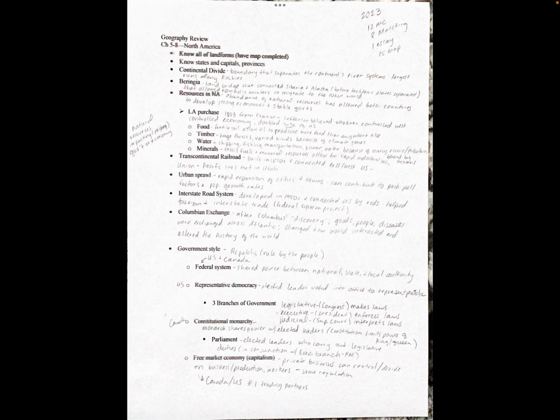And then finally, I want to talk about the free market economy, especially in the United States, but even in Canada as well. They have a capitalistic economy, although there's a little bit more socialist tendencies than we have. We have a little bit more free market economy in the United States. This is where private businesses can control and decide on their business, their production, and their workers.